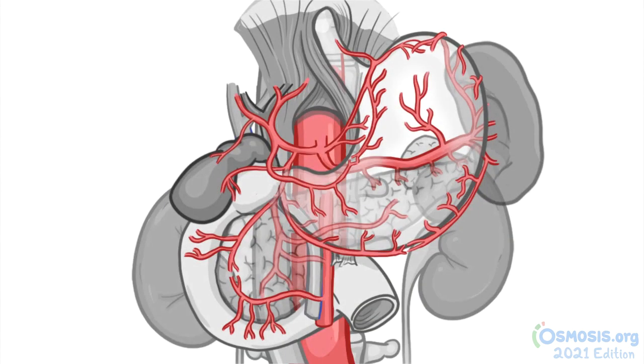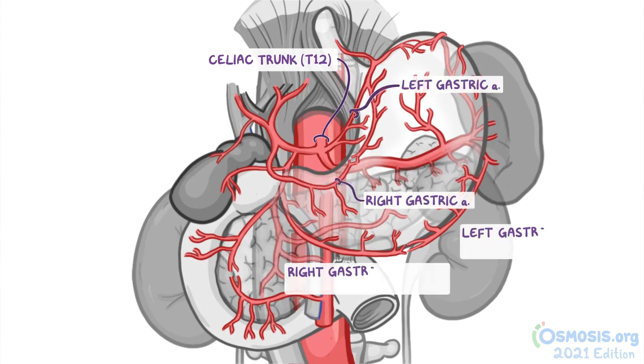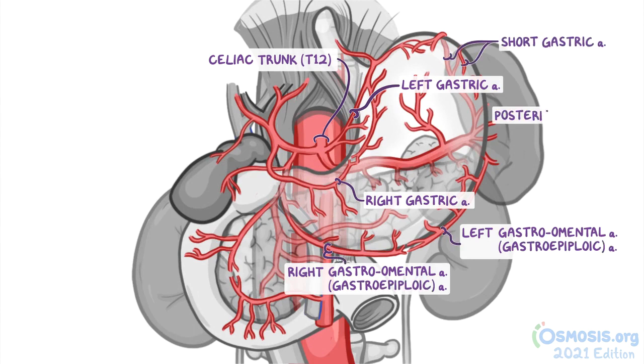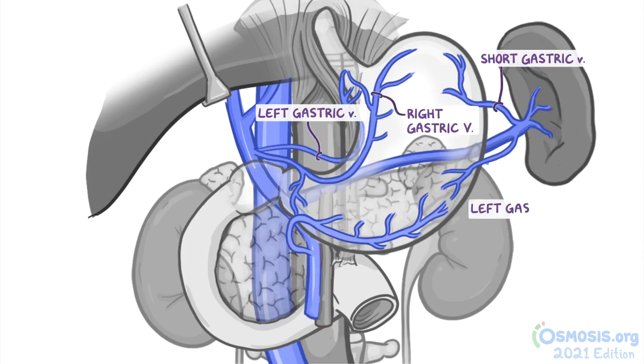The arterial supply of the stomach is provided by the celiac trunk and its branches, such as the left gastric artery and right gastric artery, the left and right gastro-omental arteries, the short gastric arteries, and the posterior gastric arteries. The venous drainage is provided by the left gastric vein and right gastric vein, the short gastric veins, the left gastro-omental vein, and right gastro-omental vein.